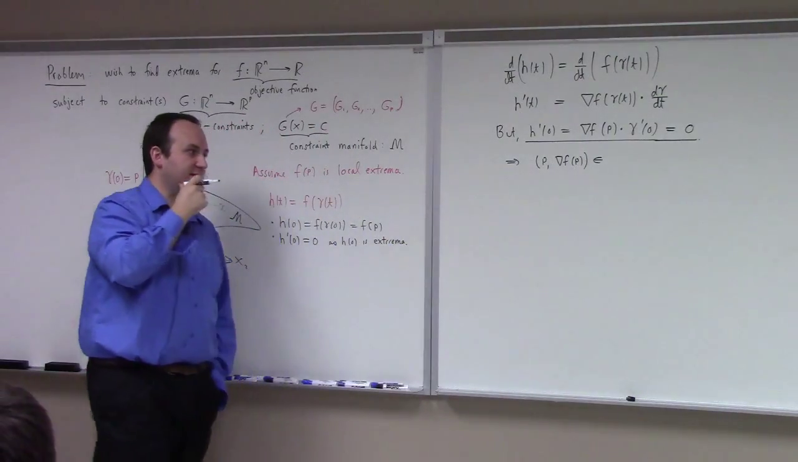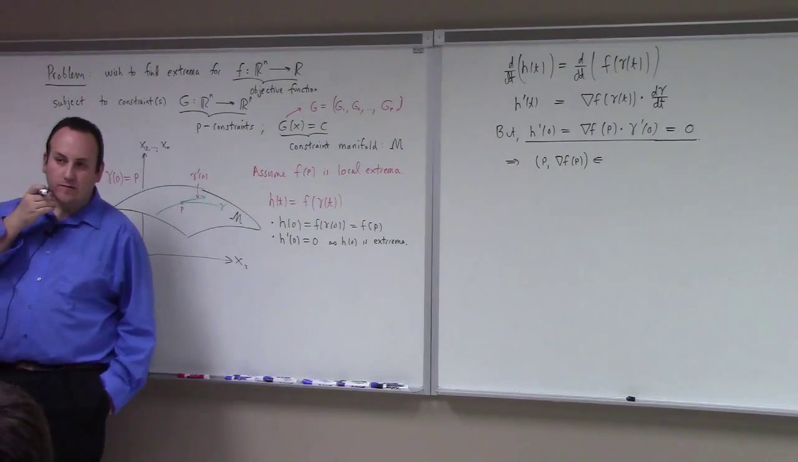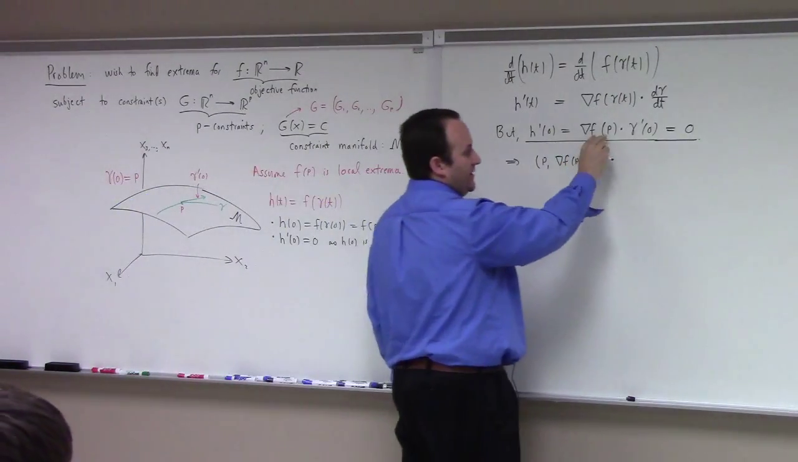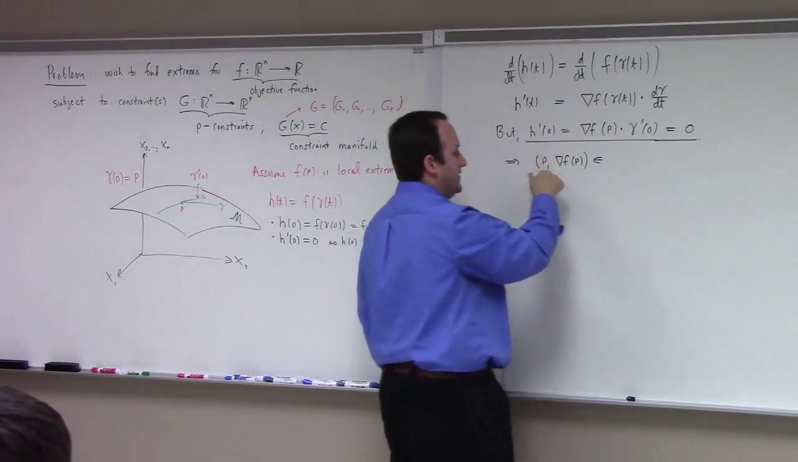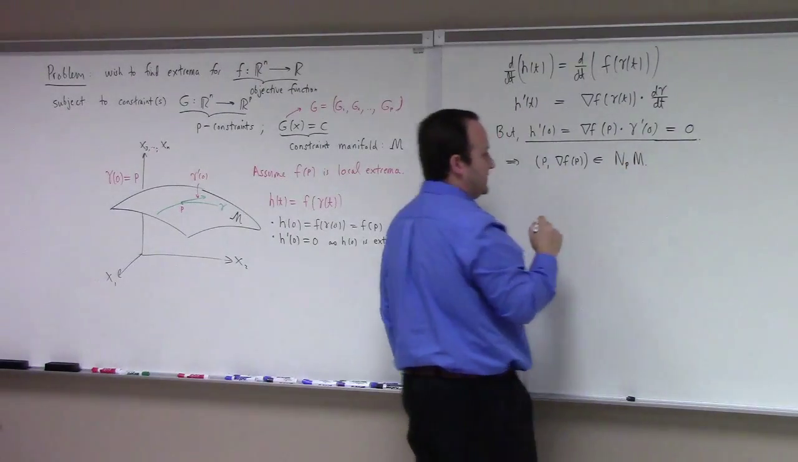Is it in the tangent space at p, or is it the normal space at p? It's the normal space, right? So this says that the dot product with a tangent vector is 0. So it follows that this vector is in the normal space at p to M, as we talked about in the other class.